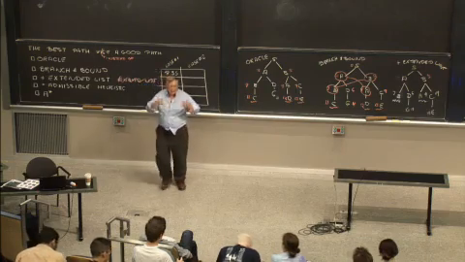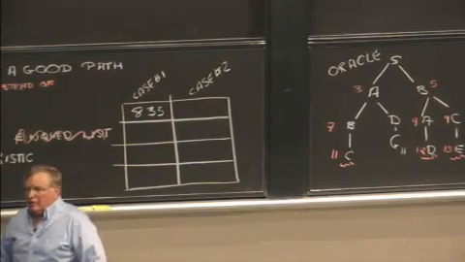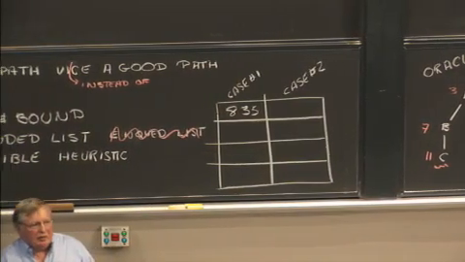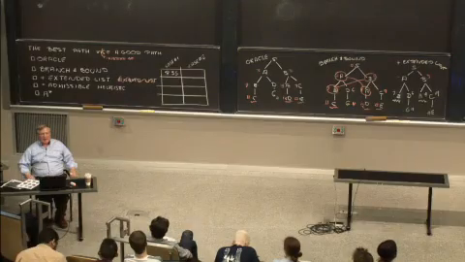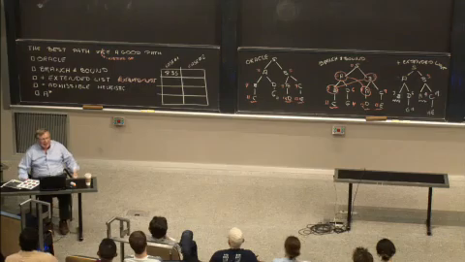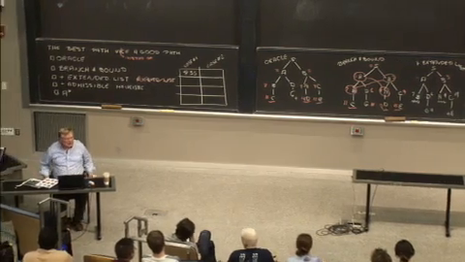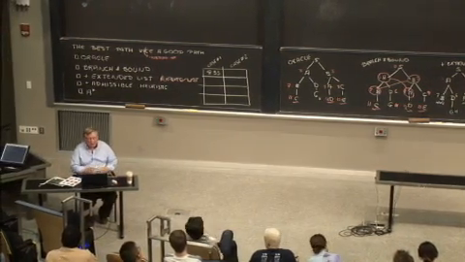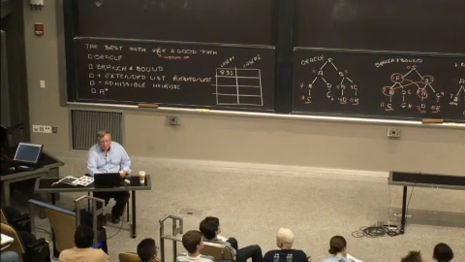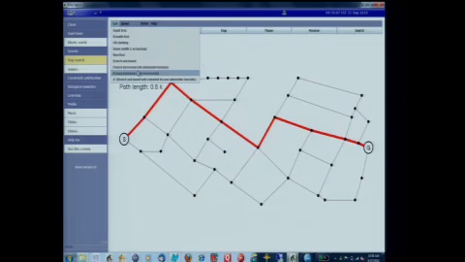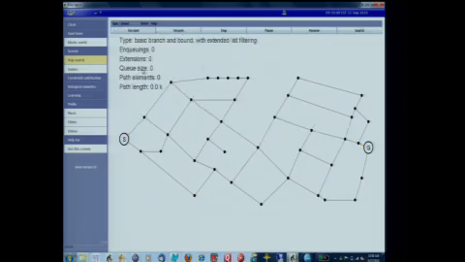Why don't you see if you can guess to yourself what it would be if I use this concept of an extended list. I'm not going to extend anything I've already extended because it's guaranteed to have a longer path length than something that already got to that same place. So it makes no sense to do it. So let me change the type to branch and bound with an extended list. I'm going to turn the speed down a little bit so we can watch it. Might take the rest of the hour, who knows.